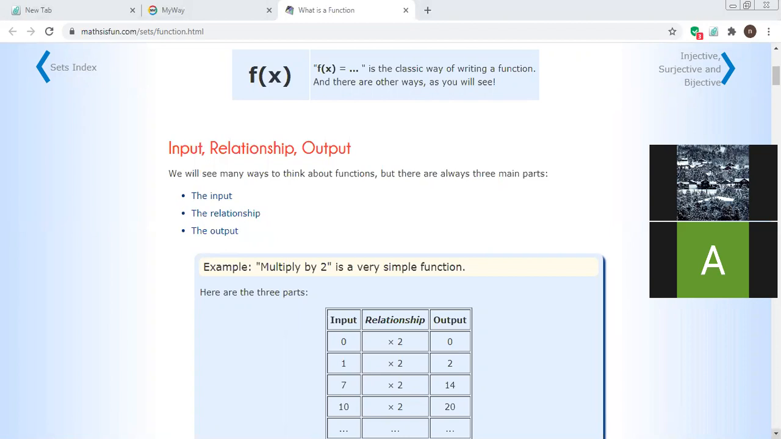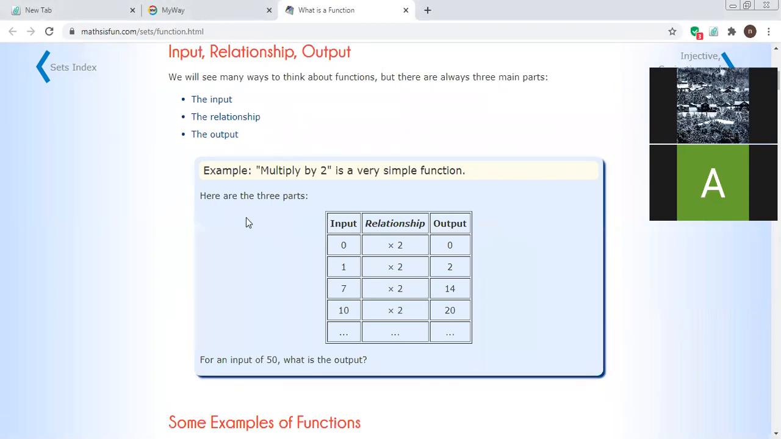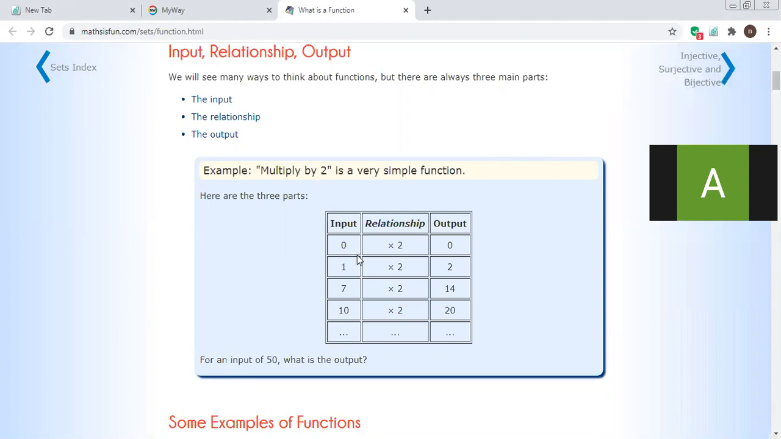Let's understand by the help of an example. Multiplying a number by 2 is a very simple function. Class, you are given the inputs 0, 1, 7, 10. This is given in the question, and you will multiply every input by 2, meaning you are making a relationship. 2 zeros are 0, so when you multiply 2 with 0, it gives you the output 0. 2 ones are 2, 7 twos are 14, 10 twos are 20. And here you have the question: when you multiply 50 by 2.